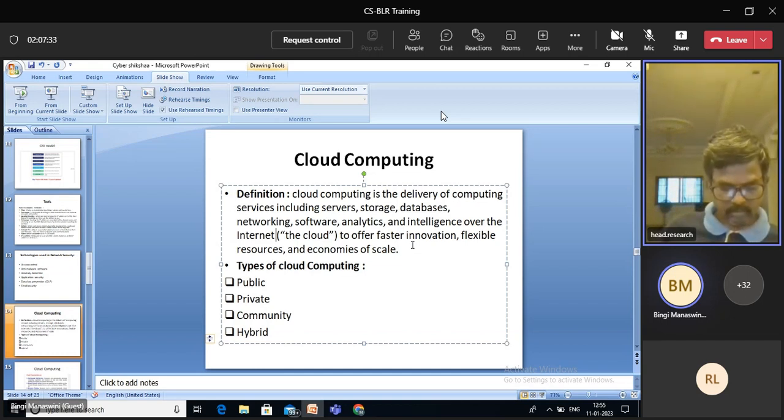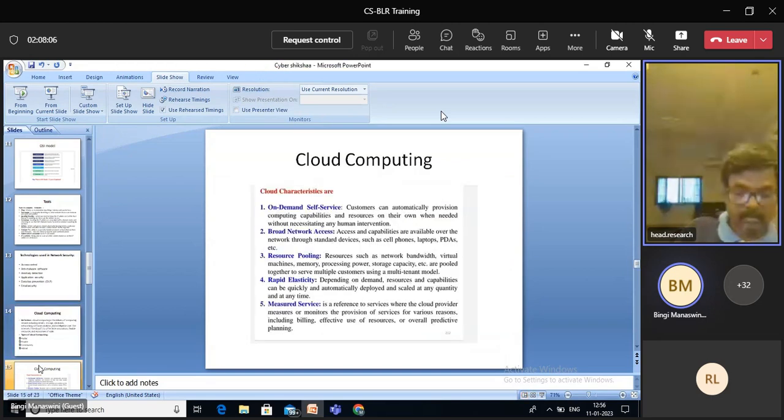Public cloud can be accessed by anyone. And the private cloud can be accessed by the organization which is responsible for the cloud. In the community cloud, people who have similar interests, similar organizations, can access it. And hybrid cloud is a combination of different types of clouds.